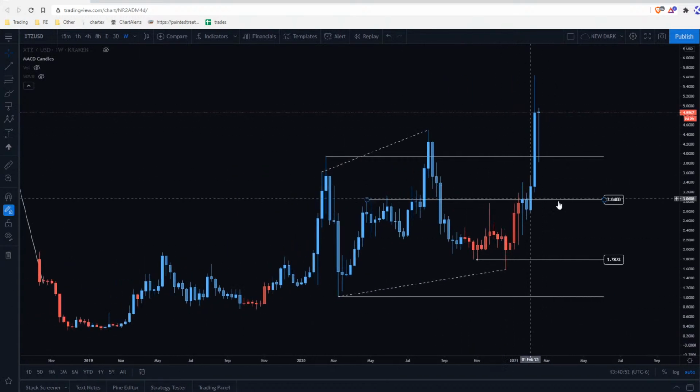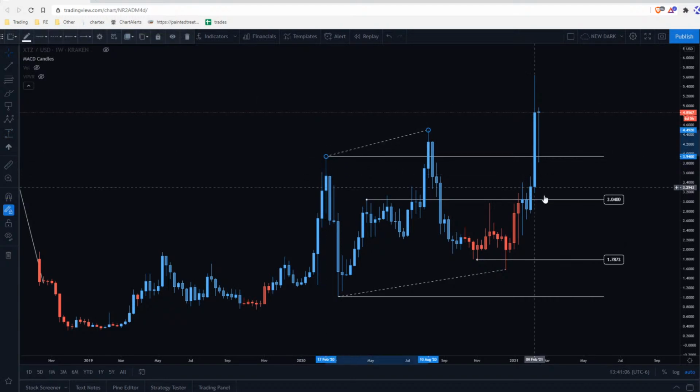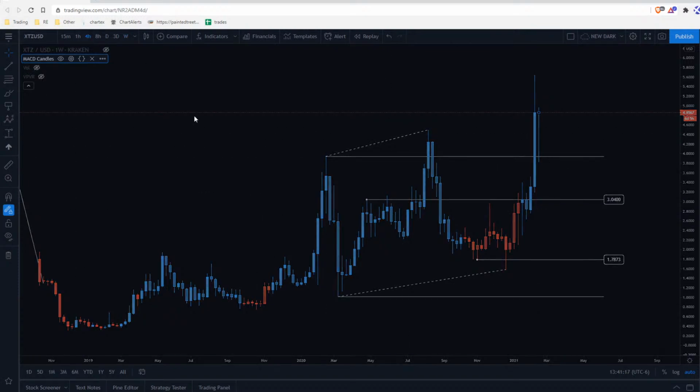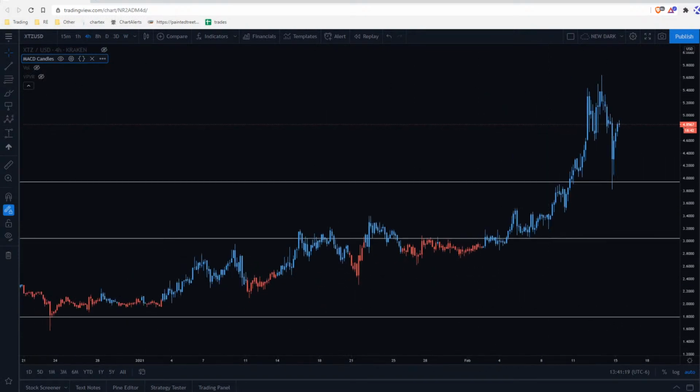This wick is kind of crazy. Nice retest, but wow. How big is that? 18%. So you could use this as an accumulation range. That's what it is. It's a flat, well, reaccumulation range. But you can also go down to like the 8 hour, probably better.